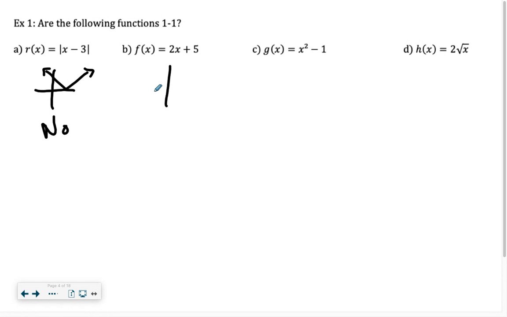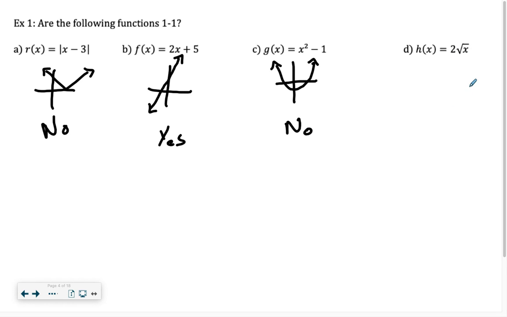The line 2x plus 5, well, we've got a y-intercept of 5, a slope of 2, so that's going to look something like that. That would be one-to-one. It does pass the horizontal line test. This one, x squared minus 1, is our x squared function shifted down 1. So something like that. That would not be one-to-one.